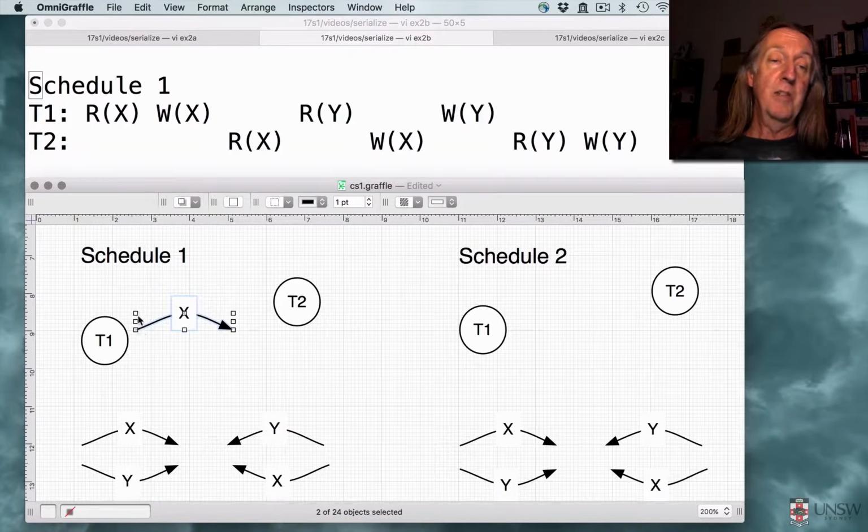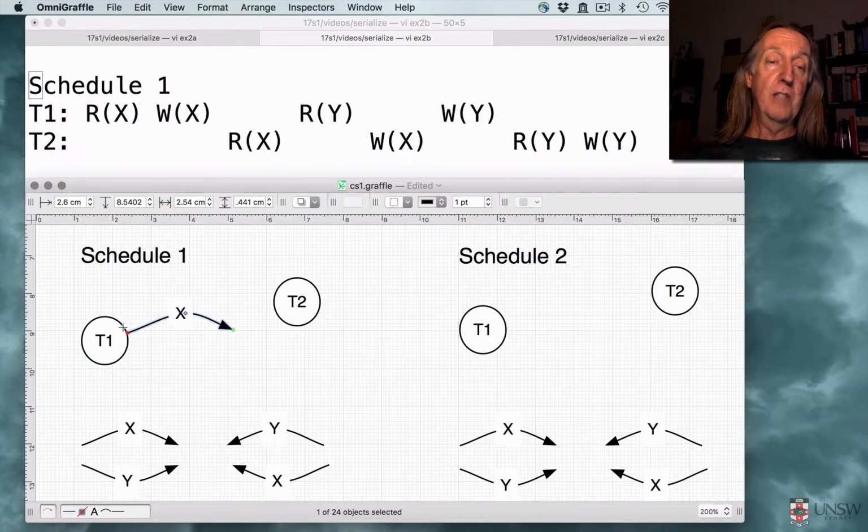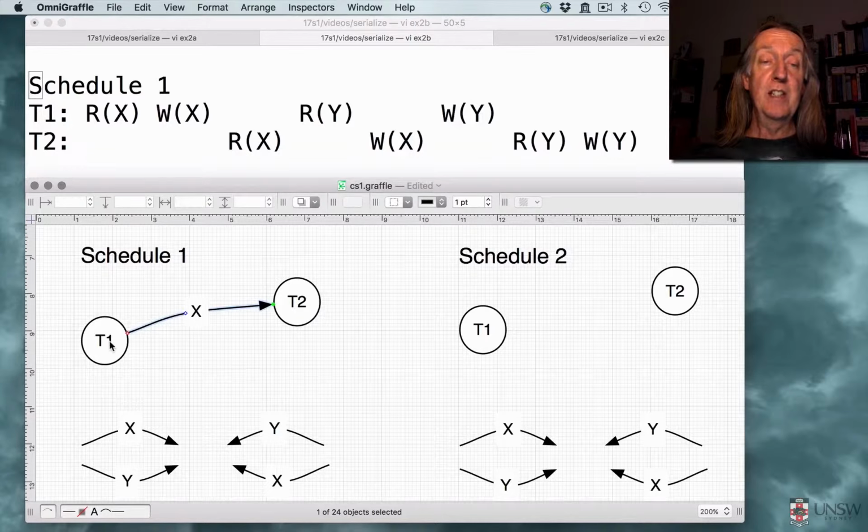So I'll make a copy of that arc, and then I'll connect it up to the transaction. What this basically says is that transaction 1 performs an operation on X before transaction 2 does, and it's a conflicting operation. In other words, there's a write. There's no conflict here because it's a different data item. No conflict here because there's a different data item. You could argue there's a conflict here and here, but we've already captured that by that arc there.